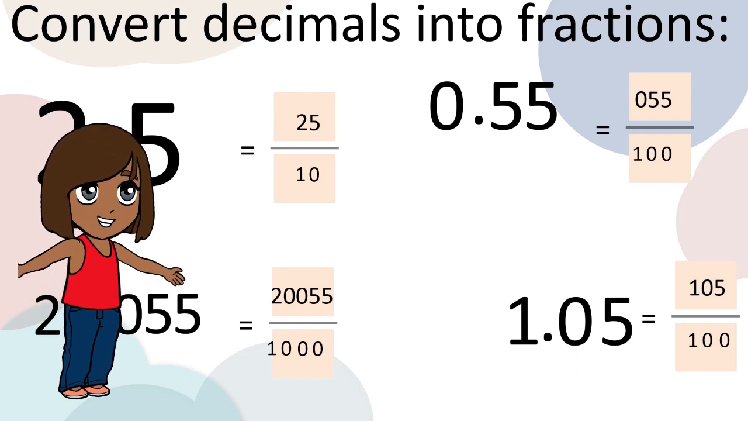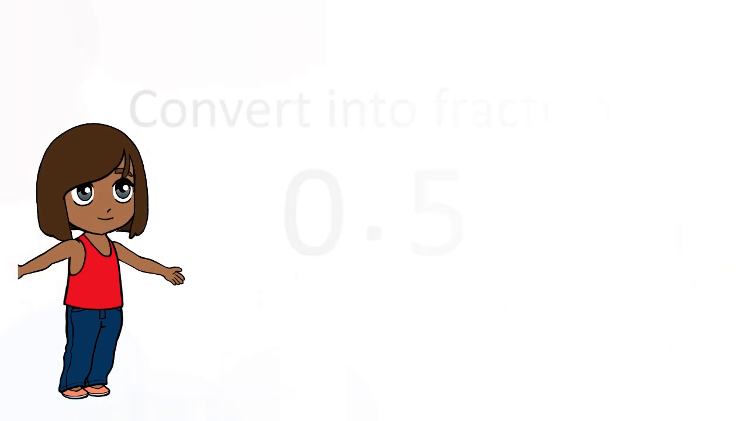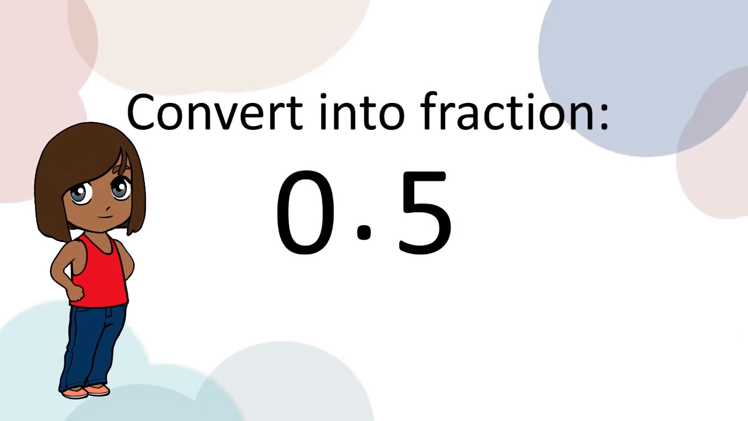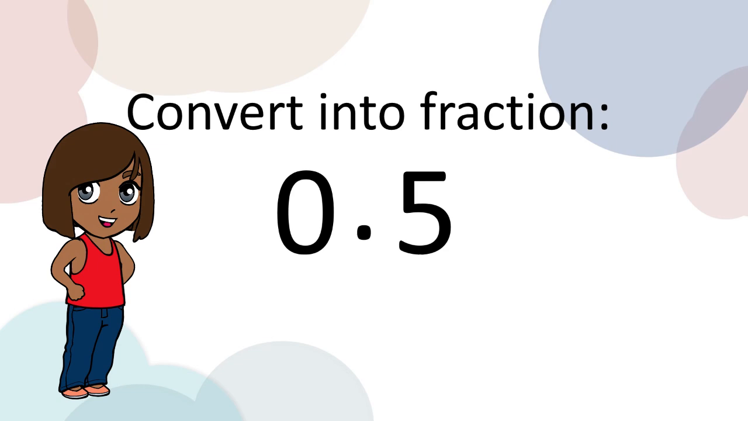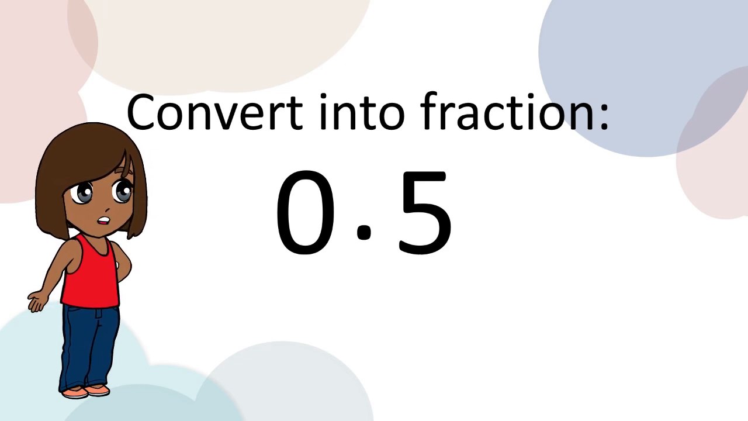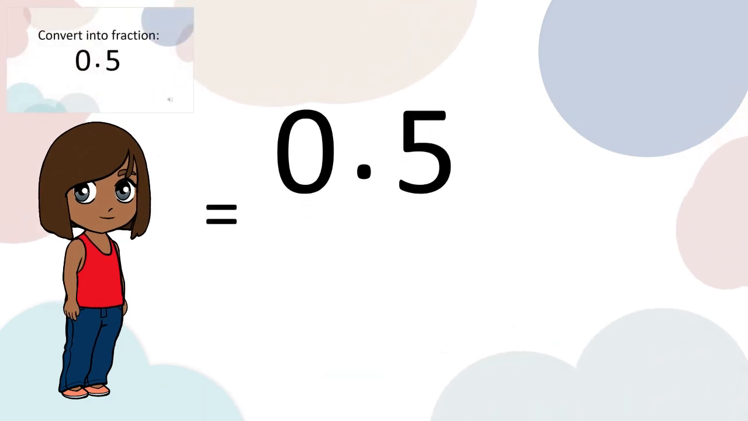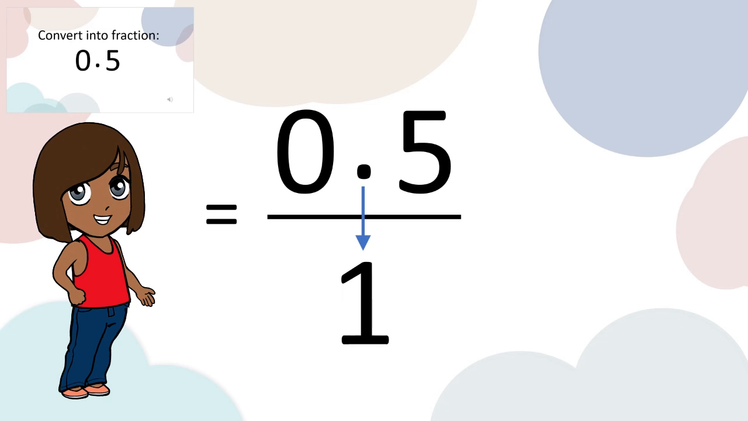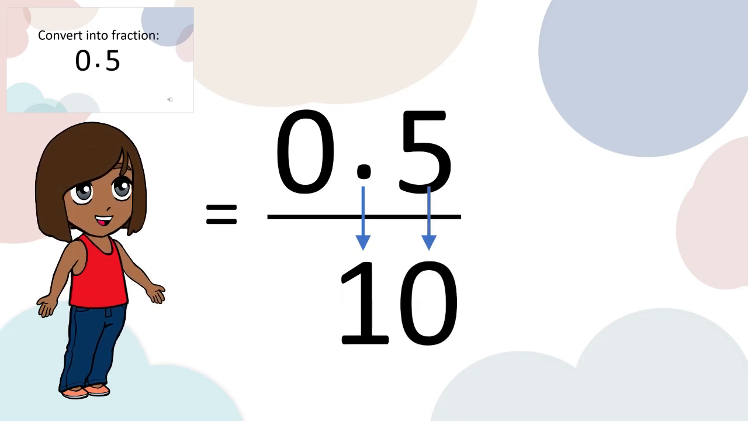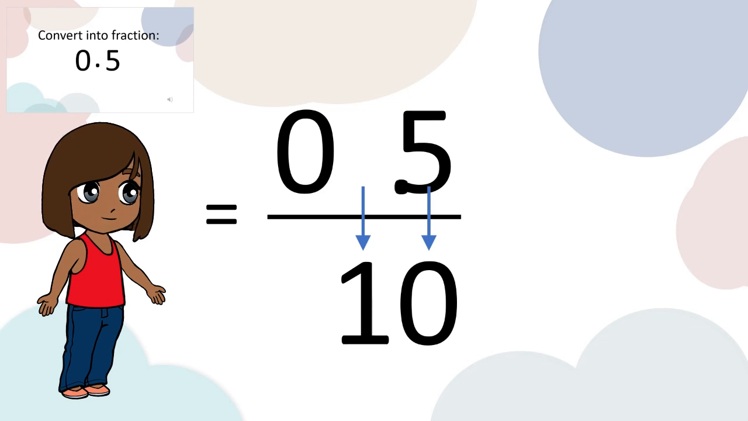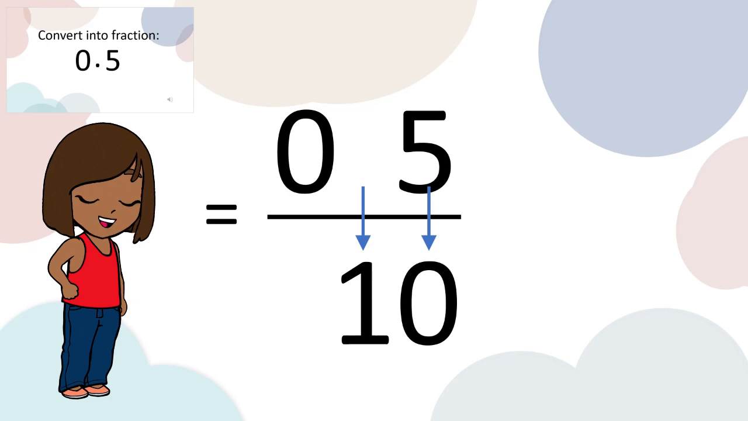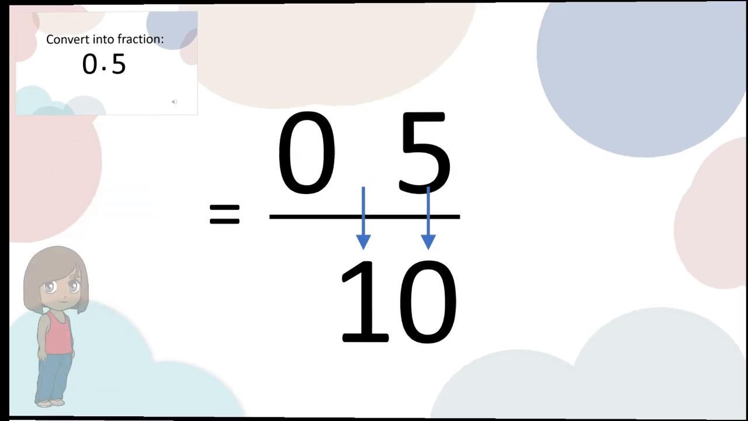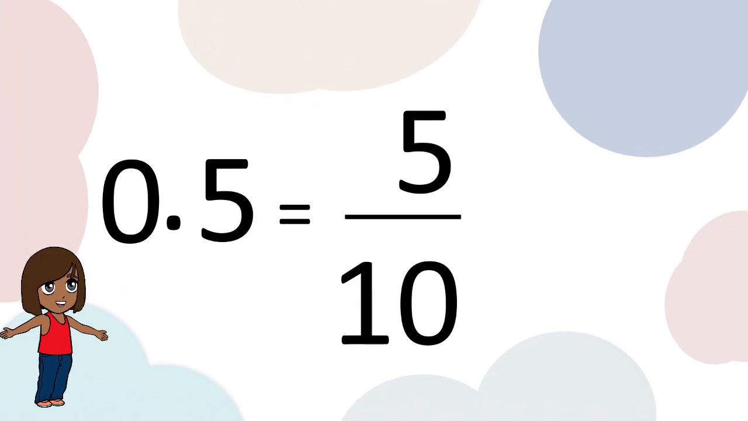Let's solve some examples. Let us take an example, 0.5. To convert it into a fraction, take note of how many digits are after the decimal. Here 5 is the only digit after the decimal. Let's convert it into a fraction. For denominator, put a 1 below the decimal, a 0 below each number after the decimal. You have the denominator as 10. Drop the decimal, and you get the numerator 0.5, which is 5. So we have 0.5 equals 5 by 10.